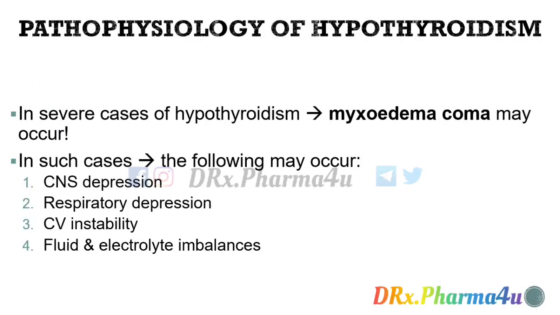In severe cases of hypothyroidism, there is a condition known as myxedema coma that can happen. So in such cases, you can have CNS depression. CNS depression definitely also means respiratory depression, because CNS depression means it will inhibit three parts of the brain, that is cerebrum, cerebellum, medulla oblongata. If the medulla oblongata is inhibited, that definitely will cause respiratory depression, and it will reduce your heart rate also. Why? Because the medulla oblongata is responsible for maintaining your heart rate and also your respiration. And if your heart rate tremendously reduces, then it can lead to heart failure also. It can cause fluid and electrolyte imbalances to some extent.